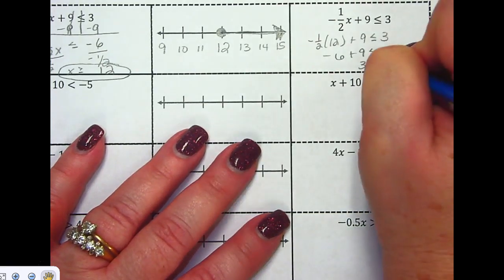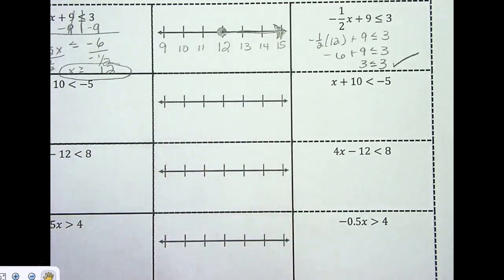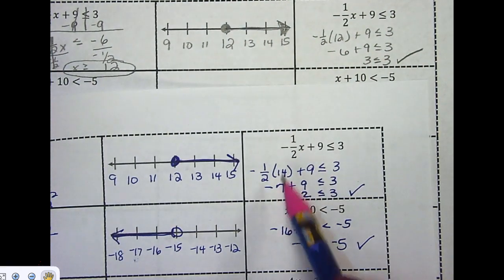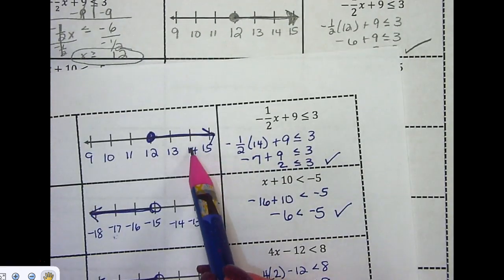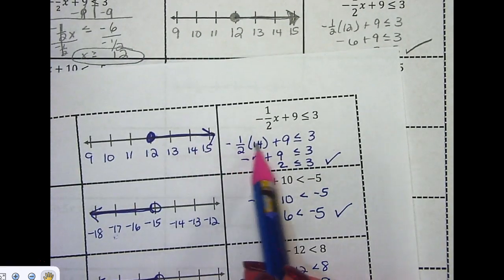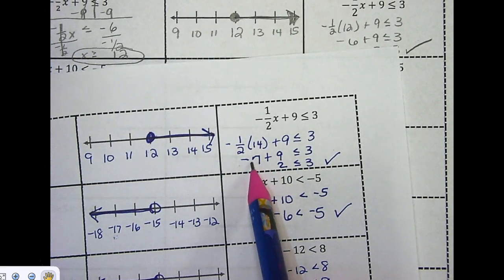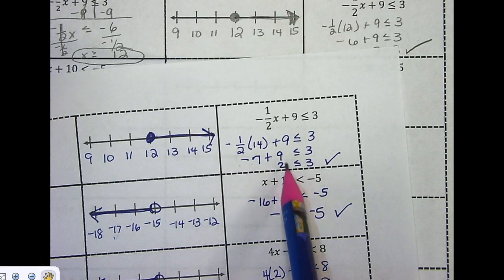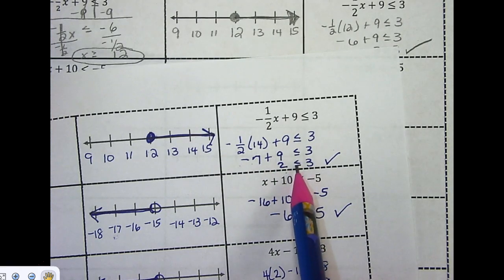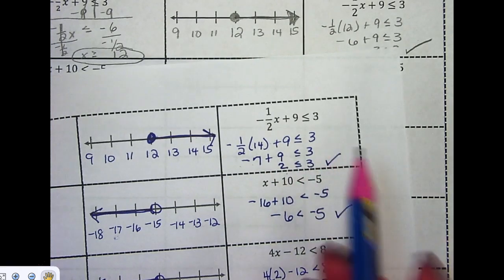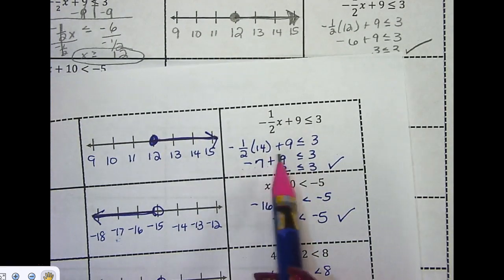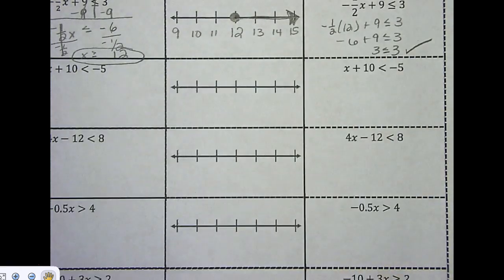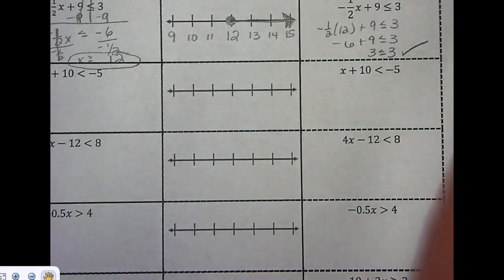Yes. Check. You can see when I was doing my sample problems, I used 14 because it was right here. And I said half of 14 is negative 7. And then negative 7 plus 9 gave me a 2. And was 2 less than or equal to 3? That was right too. So you can see how you can use a variety of numbers and make it true. Okay, let's look at the next one.